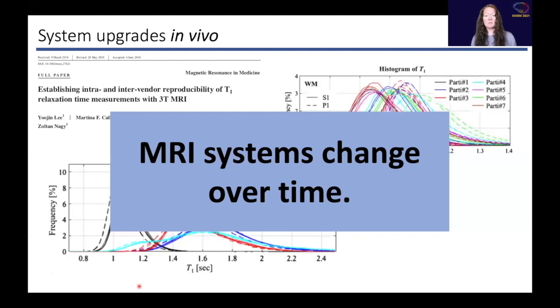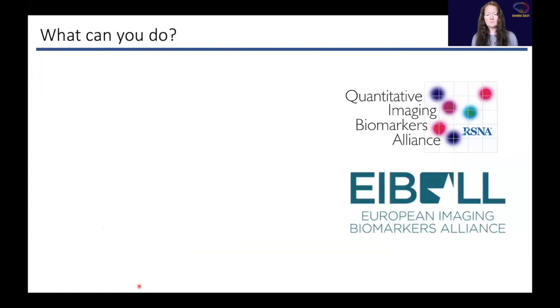So we know that there can be a bias between systems and that MRI systems can change over time. So I use T1 as an example, but I would say at this point, we don't know if there are any QMRI parameters that are invariant to these changes. So if you want to use quantitative MRI parameters as an input to your biophysical model, say to do a myelin water fraction calculation, do you know what the impact is if your system undergoes a software or a hardware upgrade? So what could you do?